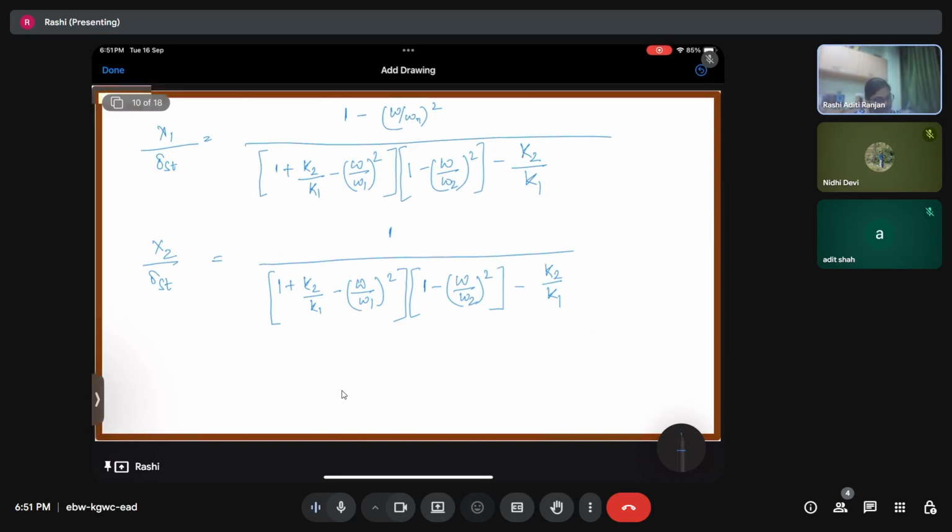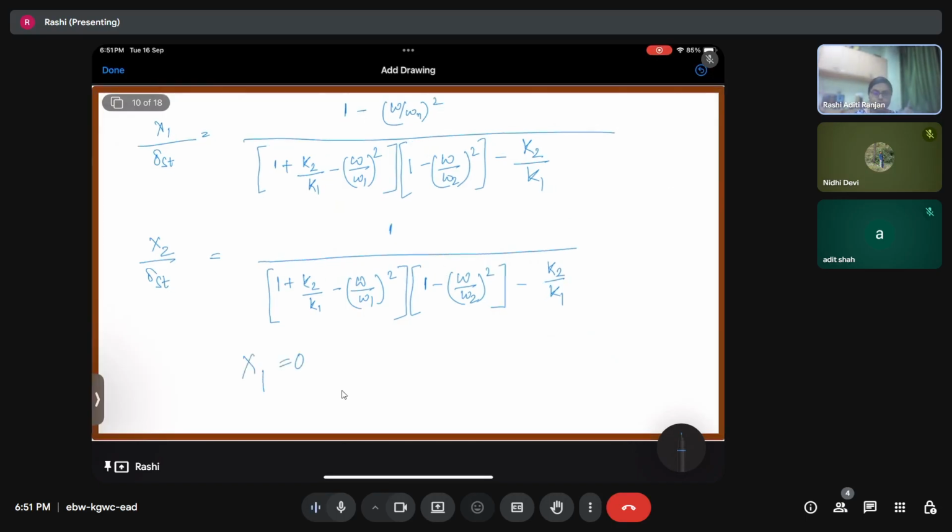Our aim is to make X1 equal to 0. That is possible when omega is equal to, here it's not omega n but omega 2. This is possible when omega is equal to omega 2. Correct? Now, if my system is oscillating near the resonance condition, near omega 1, then only it is going to have the maximum oscillation.